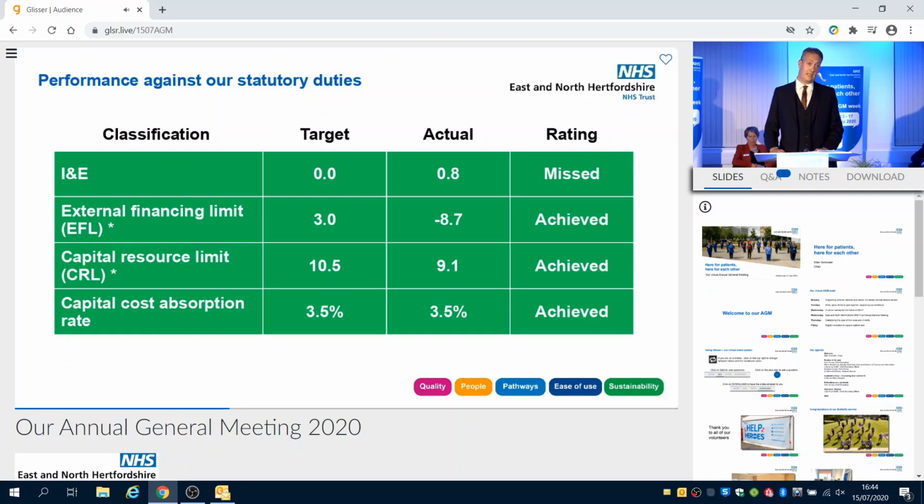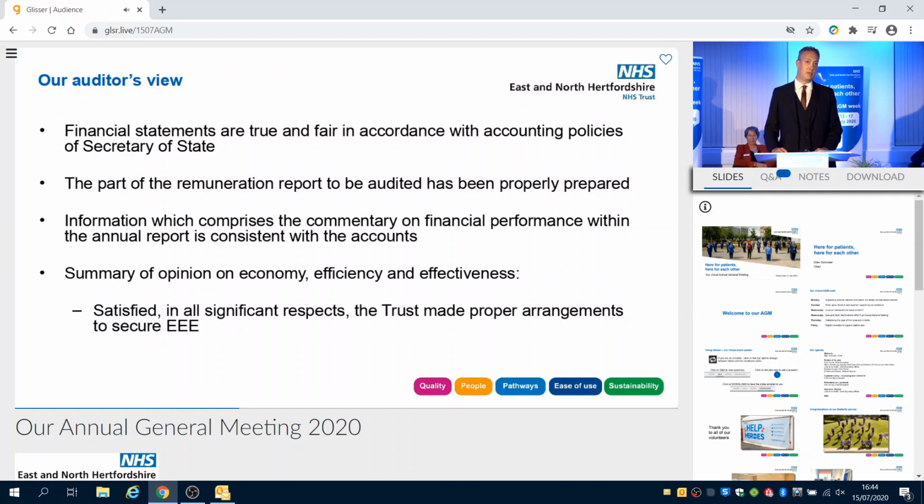The next slide is a summary of our statutory performance against our key targets, and I just like to look at this slide in terms of its greenness, because it's a long time since it's been like that for Eastern North Herts. And you can see against each of the key measures in terms of what we're required to deliver, whether that's against the I&E break-even duty, or whether our balancing and management of cash or capital, or the rate of return that we have to deliver, we've achieved across the board. And that's a fantastic effort for the organisation.